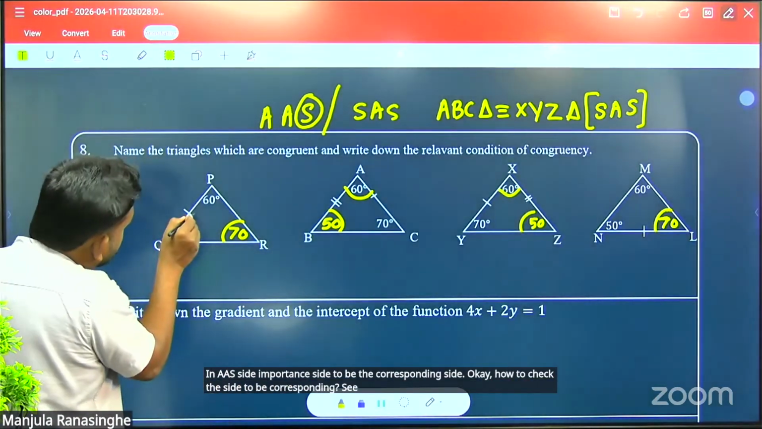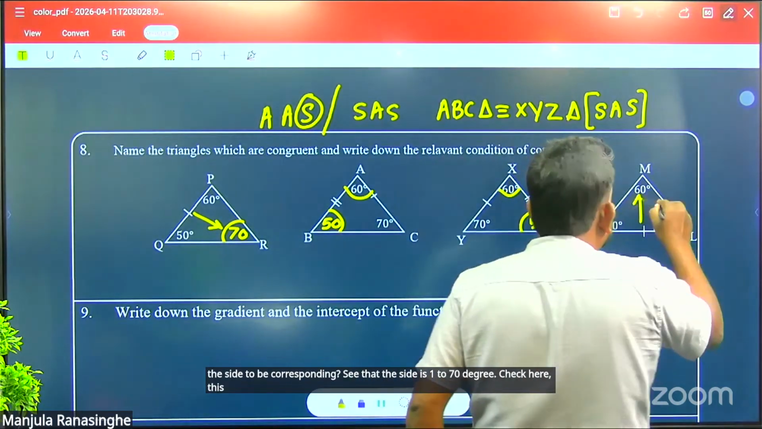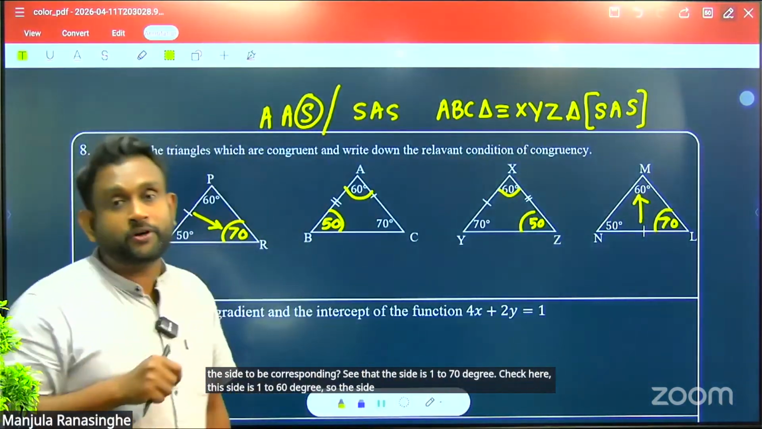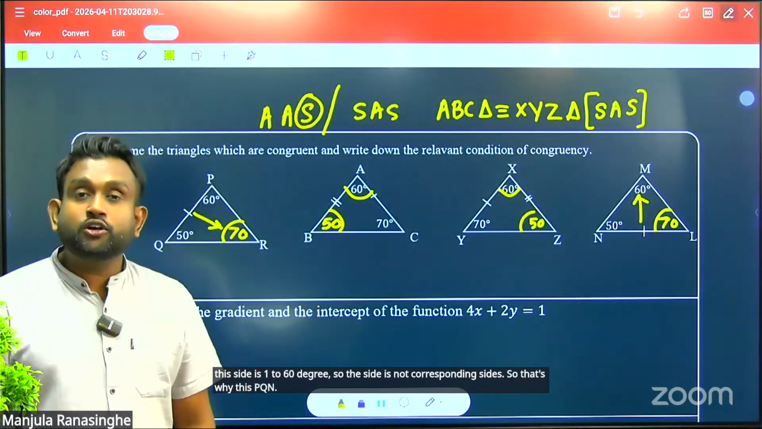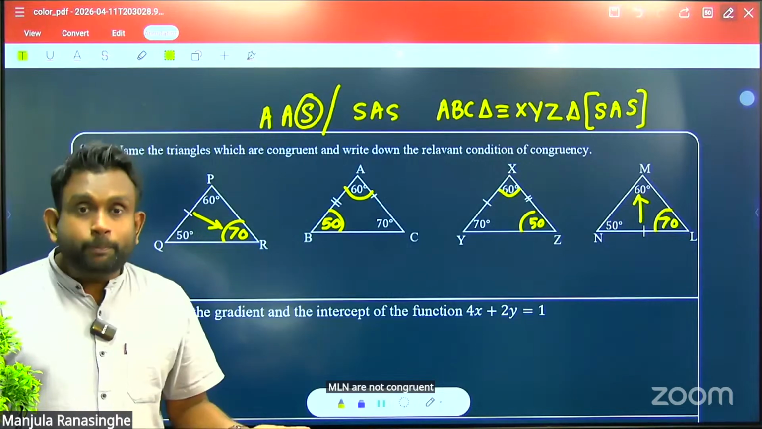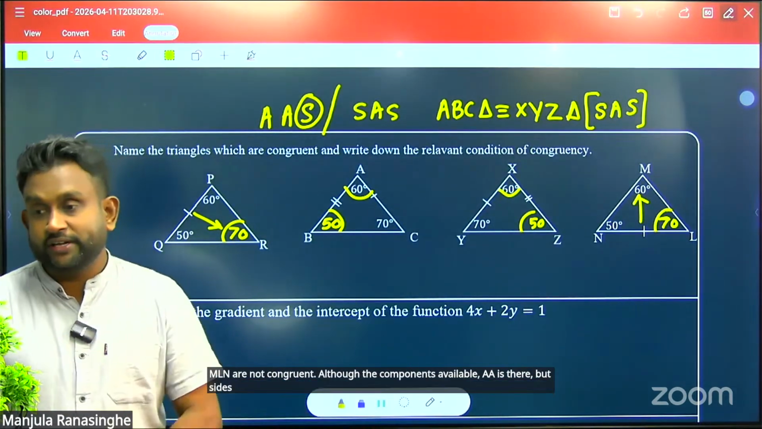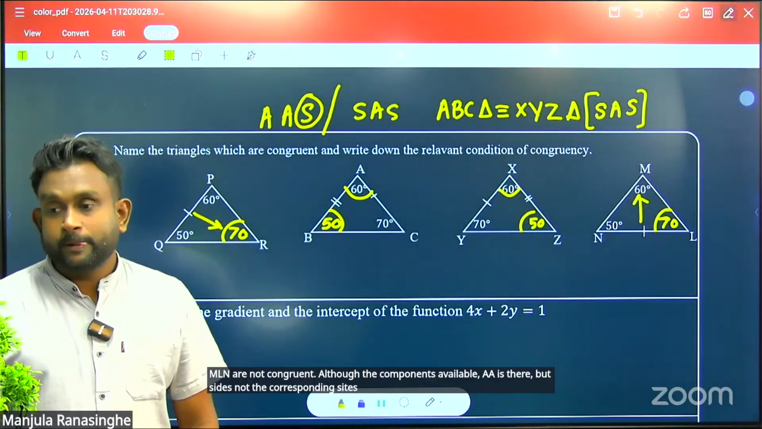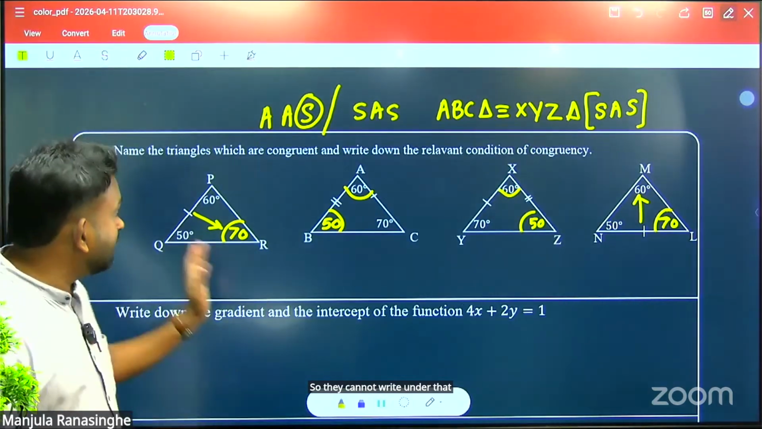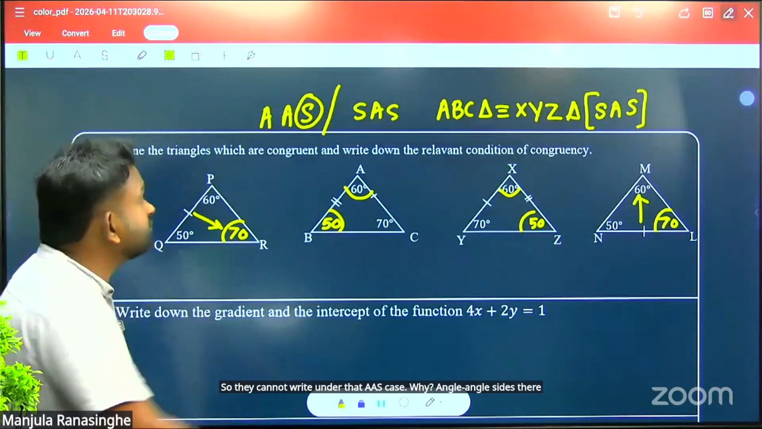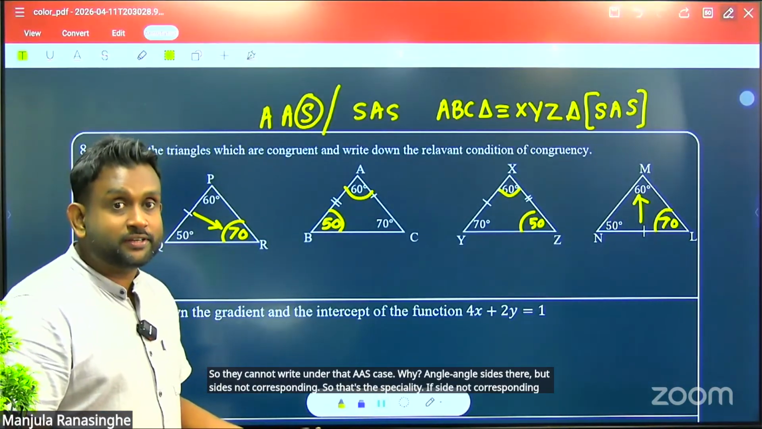See that this side is opposite the 70 degree angle. Check here, this side is opposite the 60 degree angle. So the sides are not corresponding sides. That's why these PQR and MLN are not congruent. Although the angle components are available, AA is there, the sides are not the corresponding sides. So we cannot write it under the AAS case. Why? Angles and sides are there, but the sides are not corresponding. That's the specialty. If the sides are not corresponding, we cannot consider it.